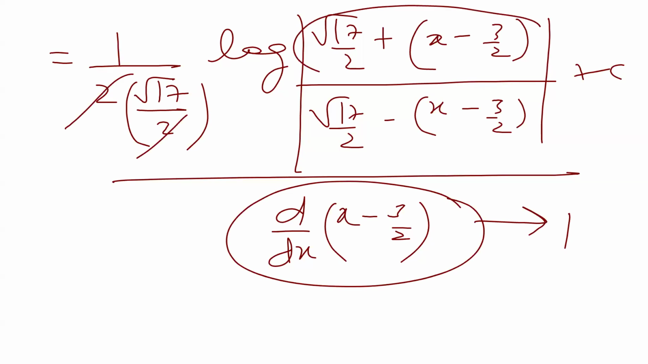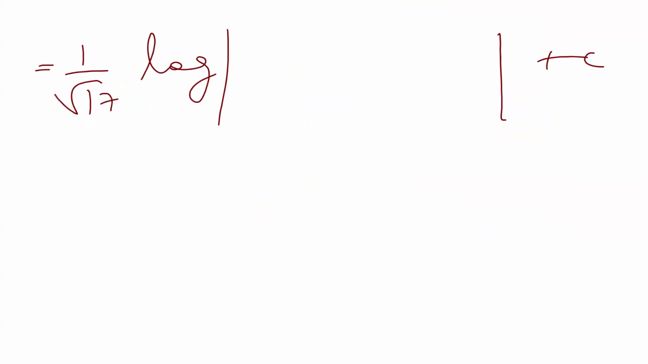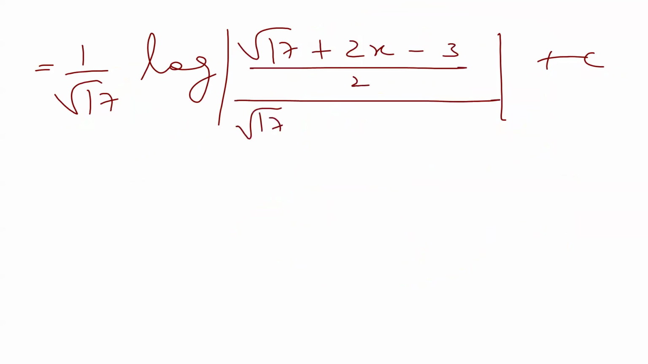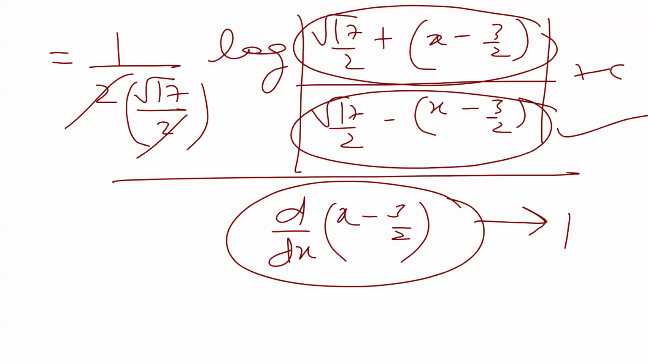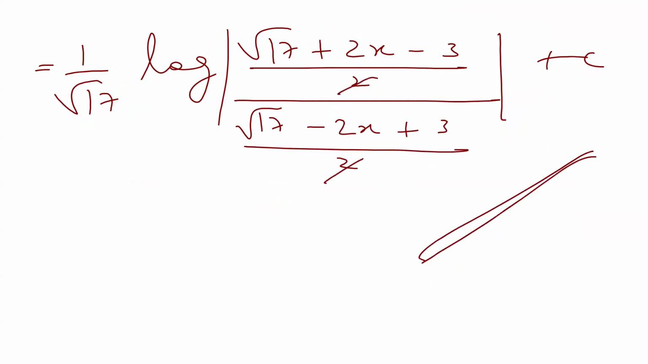Now you have to take LCM over here and here as well. Open the brackets. Root 17 plus 2x minus 3 upon 2, and down it will be root 17, also take LCM here, minus 2x plus 3. Minus minus will become plus after opening the bracket, plus 3 minus 2x plus 3 upon 2. 2 will get cancelled, and this will be the final answer. Fine. I hope you are understanding this.